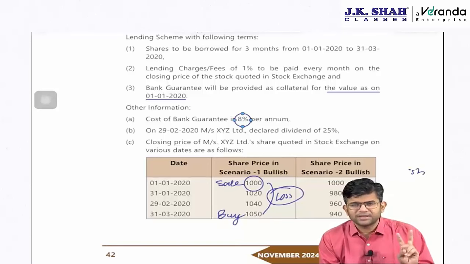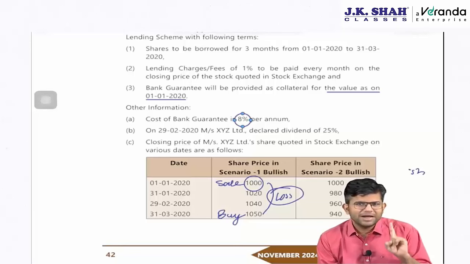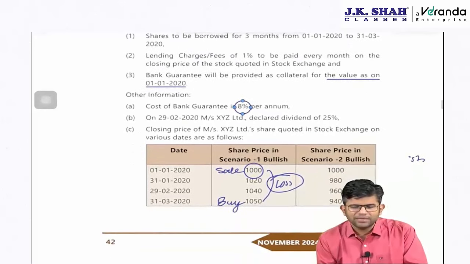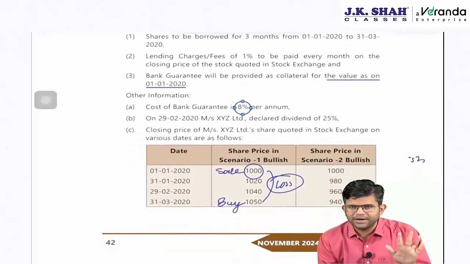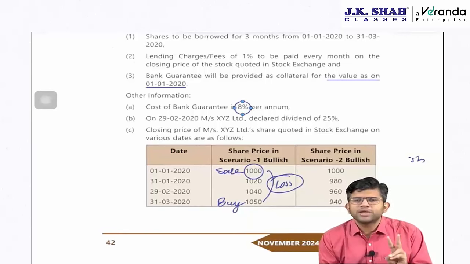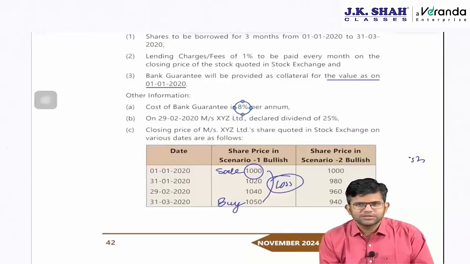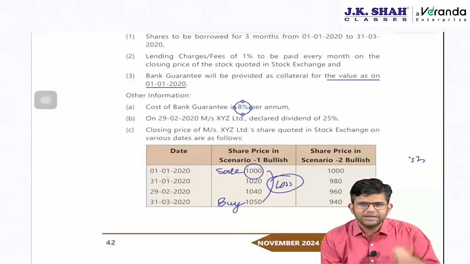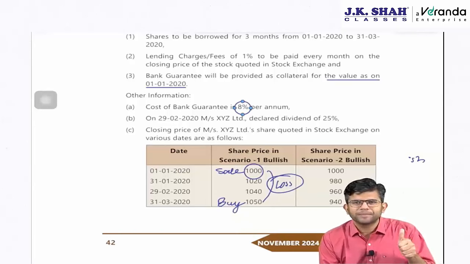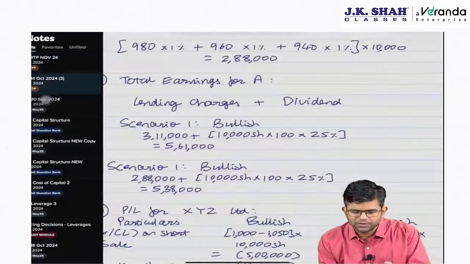So what are the two charges that ABC has to pay? One is lending charges, which we have already calculated. Second is bank charges, which will be nothing but 10,000 shares into 1,000 into 8% into 3 by 12. Correct? So these two charges ABC has to pay. Apart from that, there is a loss on the short sale. So do you realize there are three outflows for ABC? Loss in the short sale, second is lending charges, third is bank charges. Everyone clear?